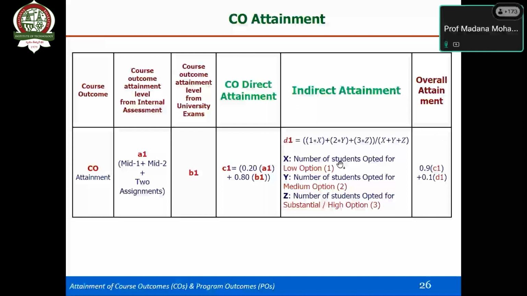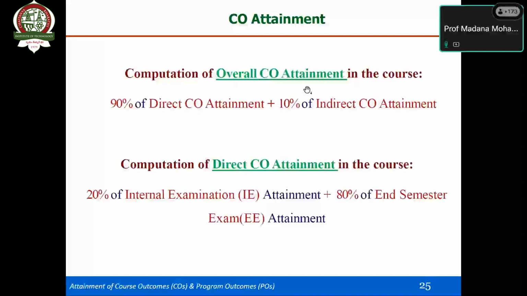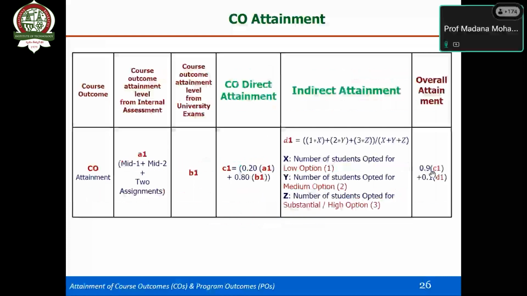Then how to compute the overall attainment of that particular course? Here again we have the formula. Overall CO attainment of the course: here we have assumed 90% is direct attainment and 10% is indirect attainment. Then 0.9 into direct attainment value plus 0.1 into indirect attainment value. That is the overall CO attainment of the particular course. Now you can see 0.9 into C1. What is C1 here? Direct attainment value, plus 0.1 into D1. What is D1 here? Indirect attainment value.